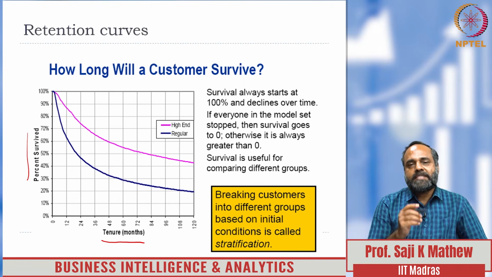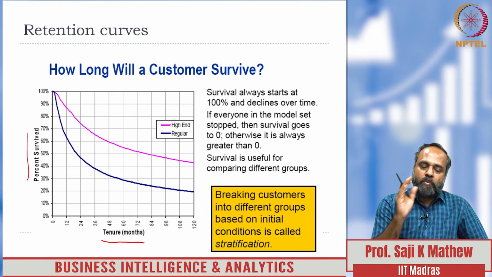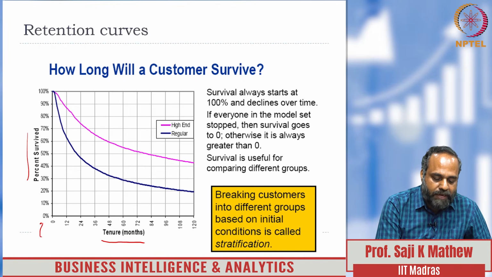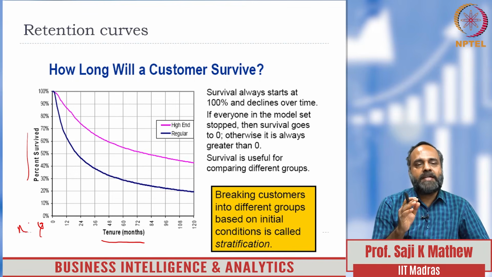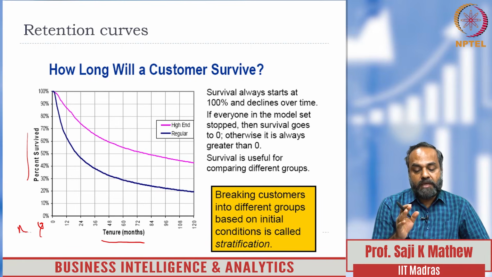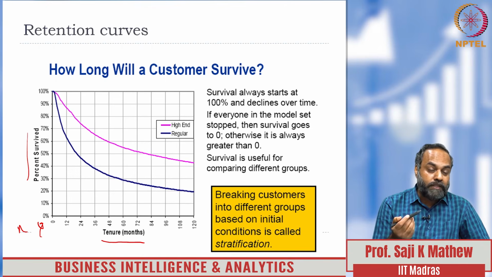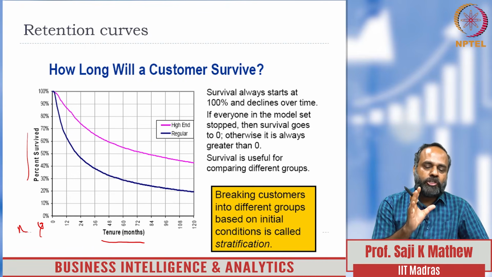Let's imagine that there is a cohort, a group of customers who joined at the same time. There are n customers who joined at the same time, say in January 2013, to analyze 10 years of data. So it's a cohort group, we call it a cohort. They all joined at the same time.